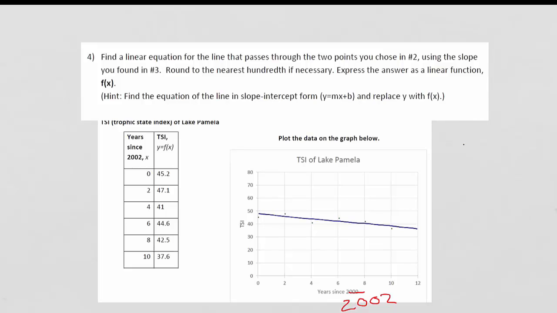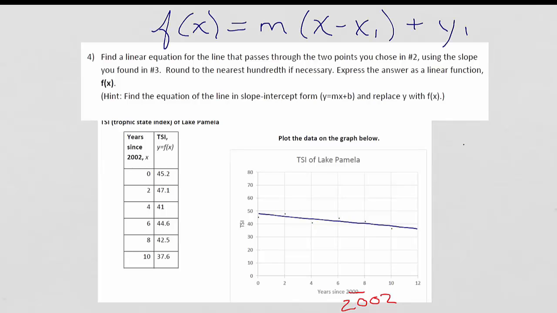Number 4 asks you to find a linear equation that passes through the 2 points. Now you've already found your slope, so now we really need an intercept. One thing you might do to find your intercept is use your slope that you just found and the point slope formula that you might have seen in your ebook. However, if one of the 2 points that you chose was the coordinate where x is equal to 0, you already know what your b is, because your b is your y-intercept. The y-intercept is the y value when x is equal to 0.